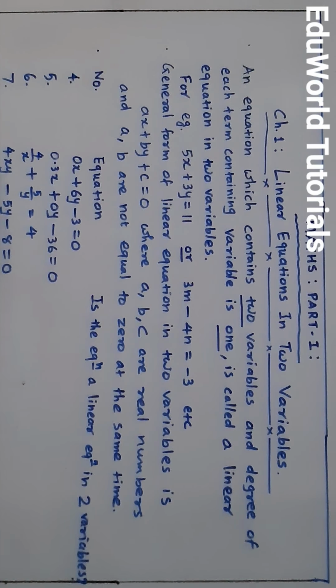Because in the first term you are seeing two variables are there. That's why the degree of this term will be 2. X has degree 1, y has degree 1, 1 plus 1, 2. In 9th standard you studied the degree of the polynomial. So the degree of the first term is 2. That is why this is again not a linear equation in two variables.